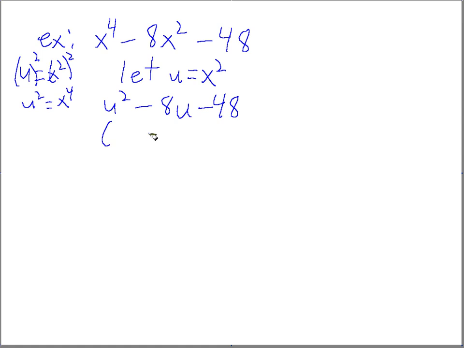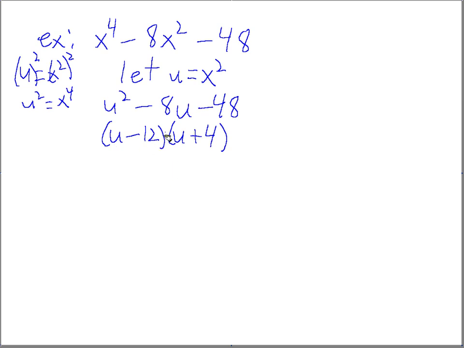So that's simply going to be factored into two binomials, right? So u and u here. Two numbers that multiply to negative 48 and add up to negative 8 are going to be what? It's going to be 12 and 4, so negative 12 and positive 4 in particular. So u minus 12 and u plus 4, because that will add up to negative 8 and multiply to negative 48.